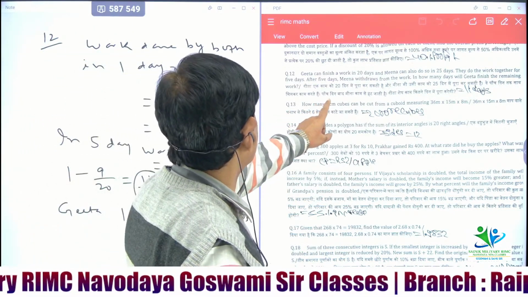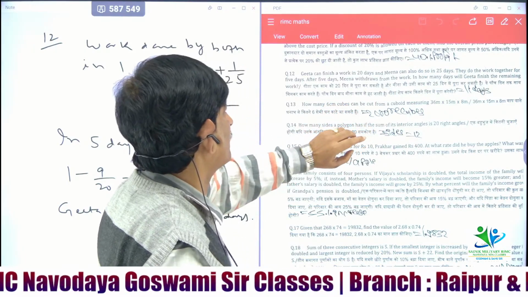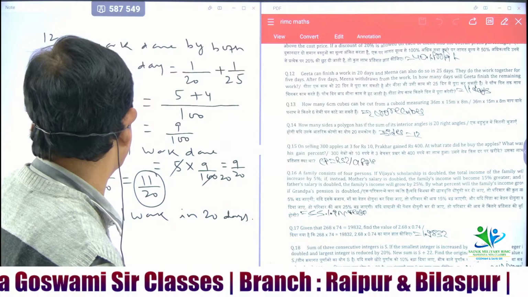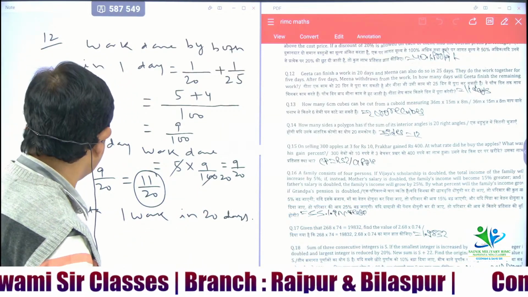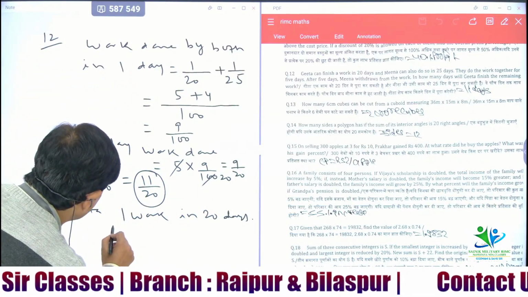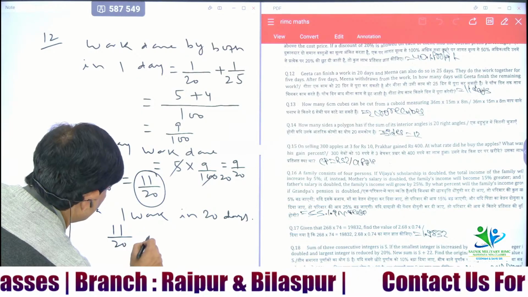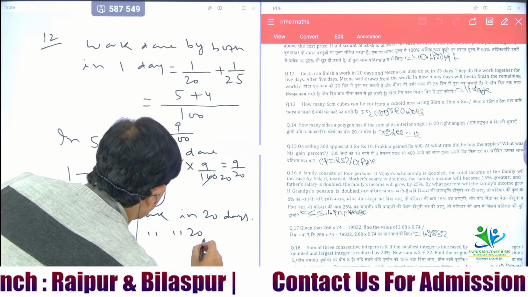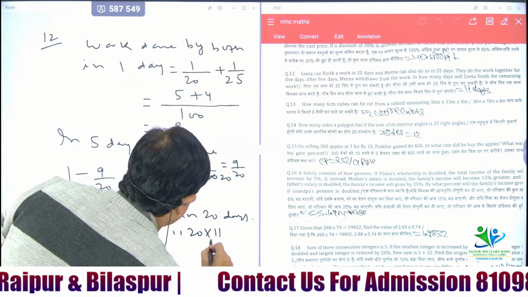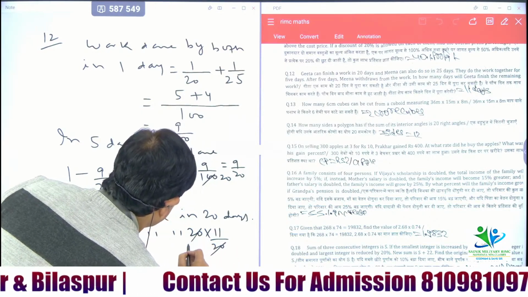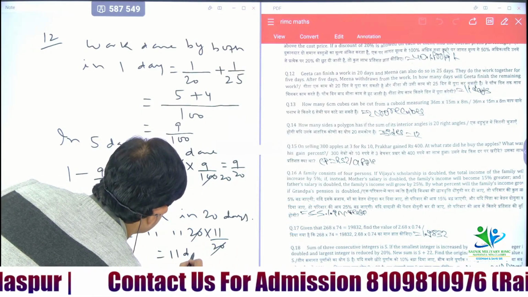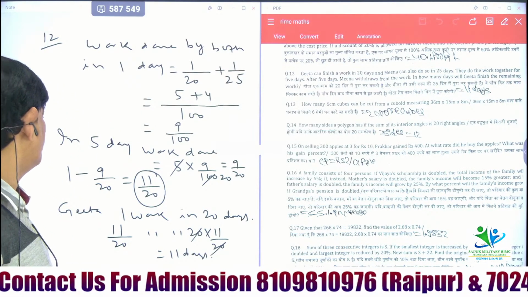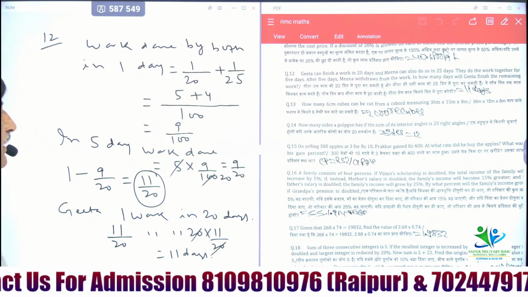It is given in the question Meena withdraw from the work, मतलब मीना को अब वर्क नहीं करना है, तो करना किसको है? गीता को। तो गीता 1 वर्क को 20 डेज में करता है, तो 1/20 वर्क in how many days? 20 into 11/20 days. Cancel here and you get here 11 days. That means the remaining work will be completed by the Gita in 11 days.